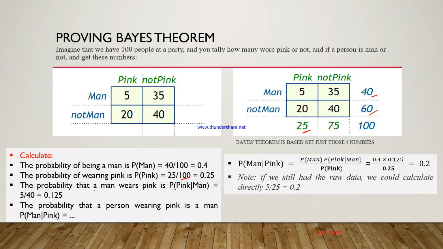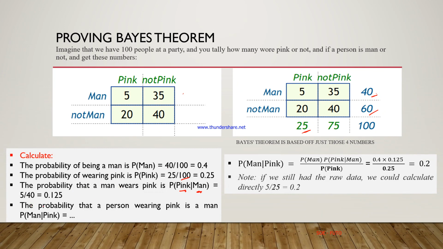The next thing is the probability that a man wears pink, which is denoted by the probability of pink given that the person is a man. We have 40 men. Among the 40 men, how many are wearing pink? 5. So we do 5 over 40.